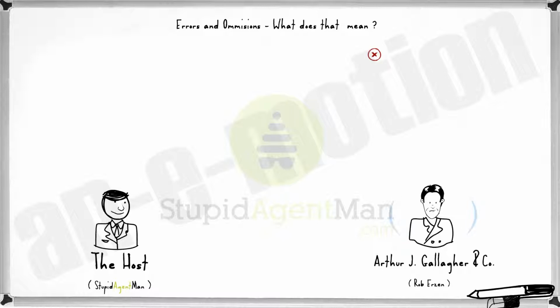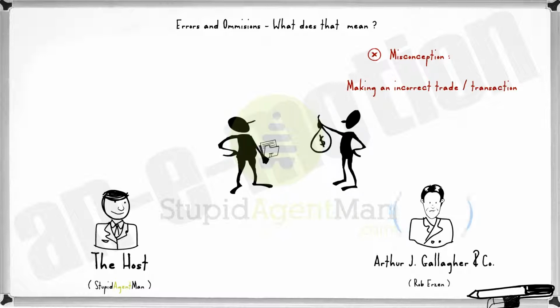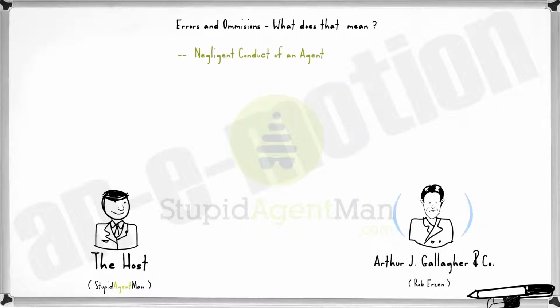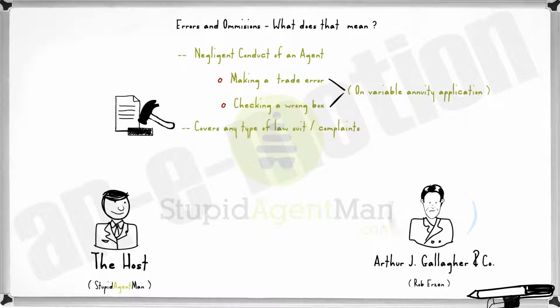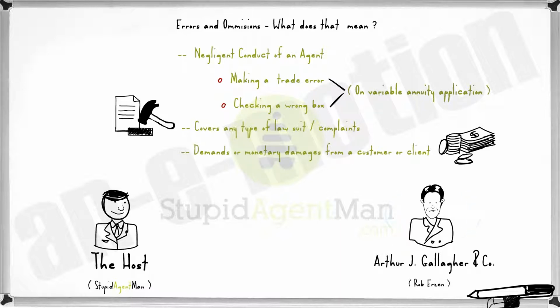Well, a lot of folks actually have the misconception that an error, like in the registered rep arena, is just making an incorrect trade or incorrect transaction. Something as simple as when I'm buying 100 shares of IBM, I meant to buy 1,000. But actually, errors and omissions insurance covers a wide variety of negligent conduct that an agent or registered rep may engage in. For instance, it could be as simple as making a trade error or checking the wrong box on a variable annuity application. But it also covers any kind of lawsuit, complaint, demand for monetary damages from a customer or client involving any transaction that agent or rep engaged in.